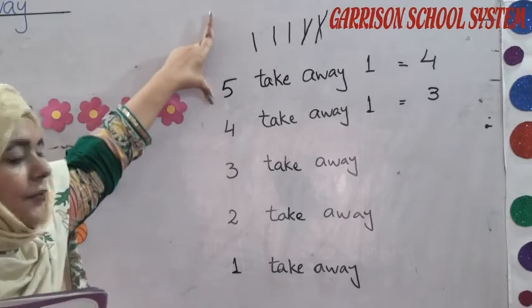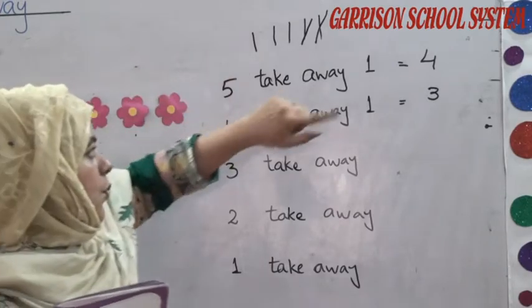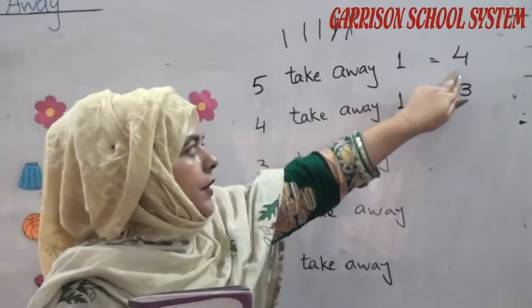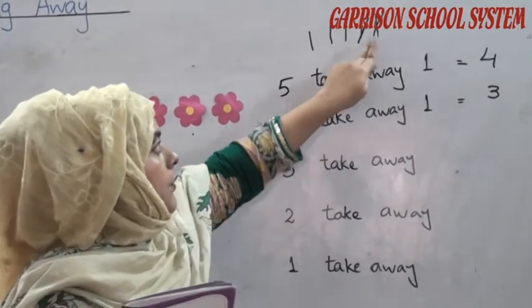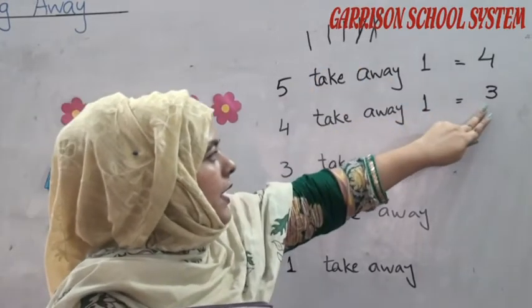First we have a 5. My dear students, we have taken 1. We will be left with 4. Now we have a 4. Now we will take away 1. We have crossed the 1. We will be left with 3.